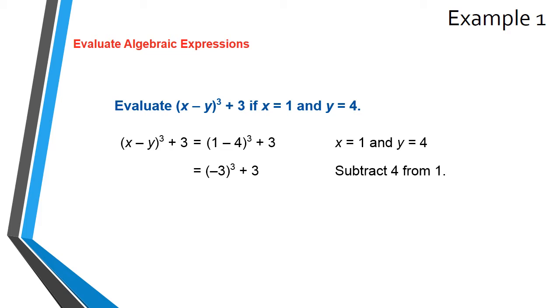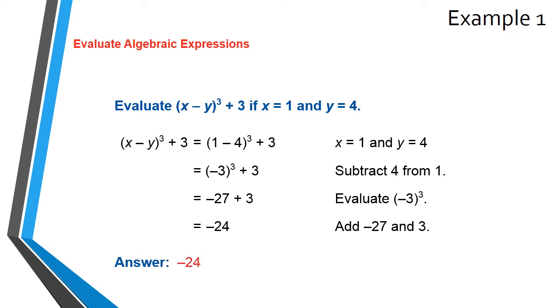According to my order of operations, I need to take care of my exponent. Negative 3 cubed is negative 27. And now I'll simplify by adding negative 27 plus 3, which leaves me with a negative 24. So my answer for this expression is negative 24.